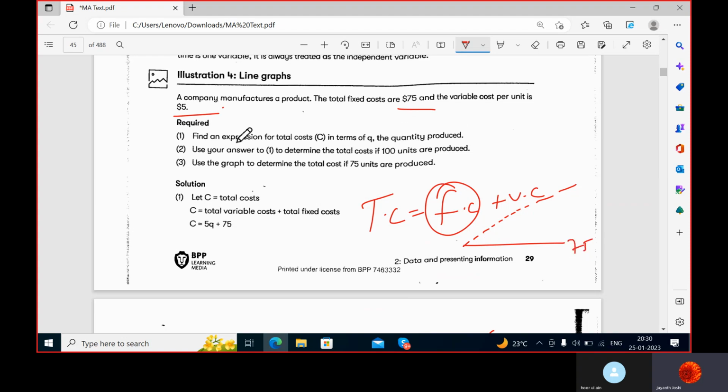Let us go to the next information. Find an expression for total cost in terms of Q, the quantity produced. I already explained this one, and they have given the equation also. So total cost, let us say, is represented by C, and fixed cost is 75. That is constant, that's the reason why we keep it constant. And variable cost, we multiply that with the number of units or quantity. So 5Q plus 75. What happens is, if the quantity is 1, then $5 is your variable cost. If the quantity is 10, then $50. Correct or wrong? Cool. So we made an equation.